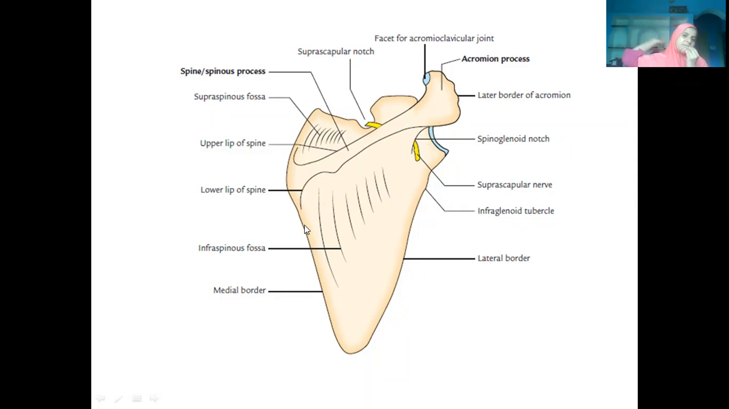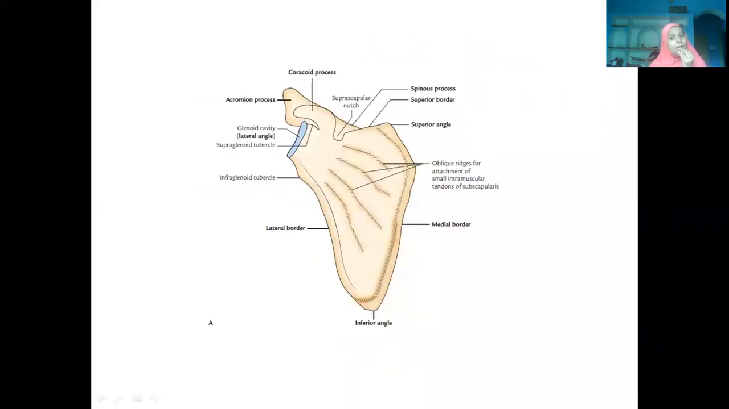This surface is facing backwards, behind, that's why it is the dorsal surface. The other surface, which is lying over the ribs, is called the costal surface. From this aspect also you can see the borders. This is near the vertebral column, that's why you call it the medial border. This is the lateral border, and this is the superior border. What are the various angles? We have the superior angle, the lateral angle towards the glenoid cavity, and the inferior angle.